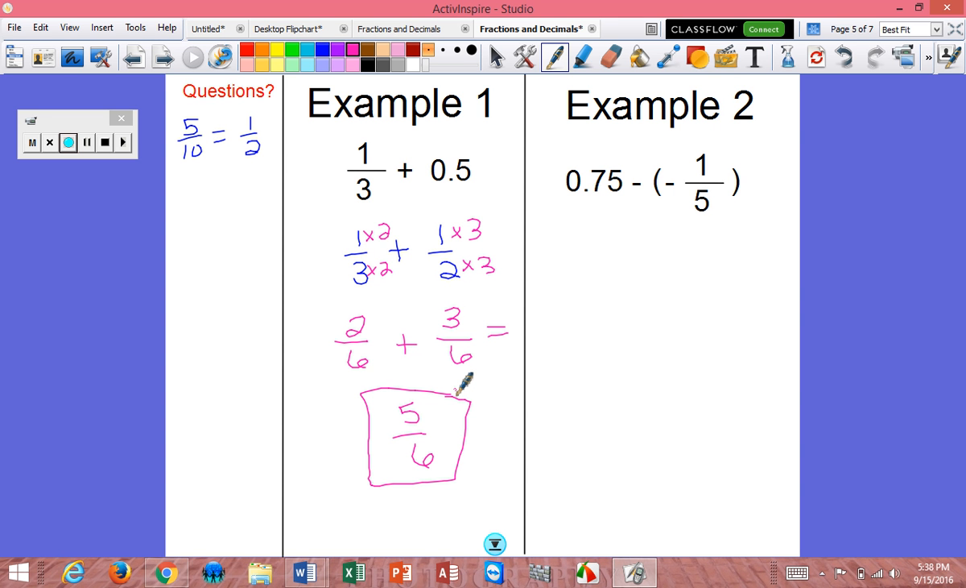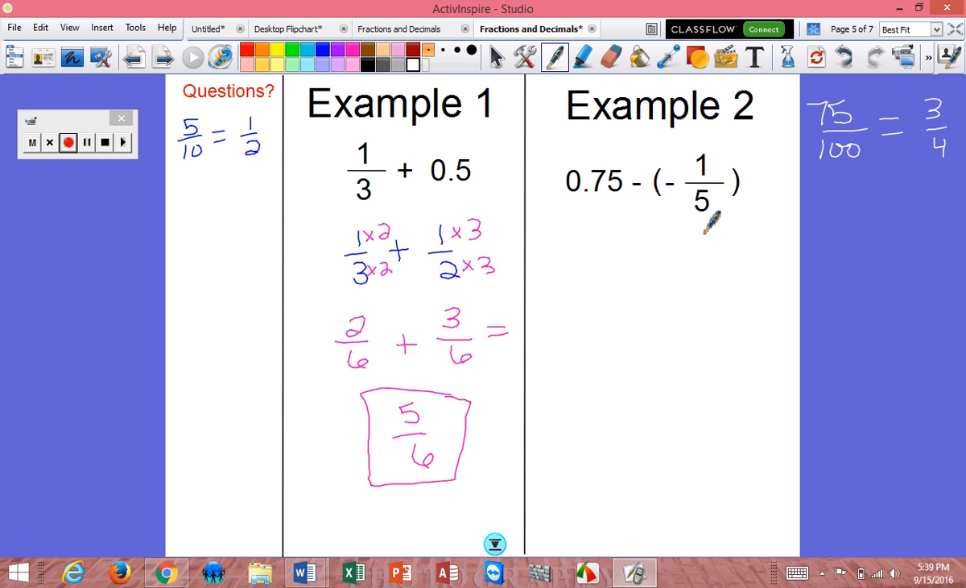Alright, example 2, we have 0.75 minus a negative 1/5. Now there are two things we could do here. We could take the 0.75 and say we have 75 hundredths. That can be reduced by 25, and we would get 3/4. So we could change this into 3/4.